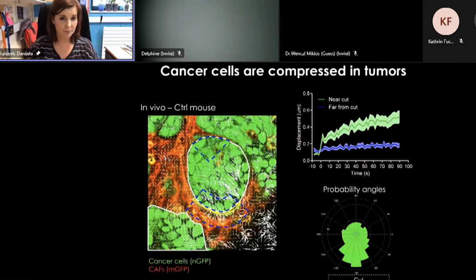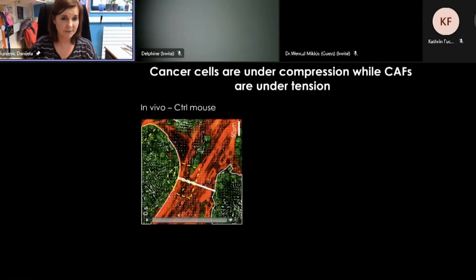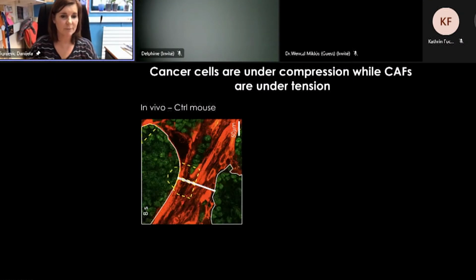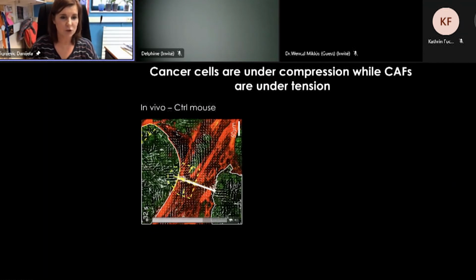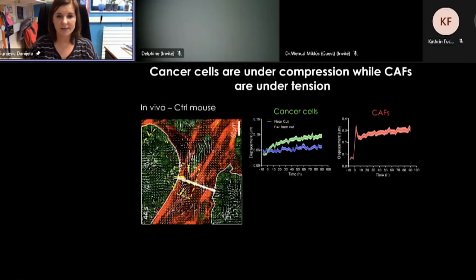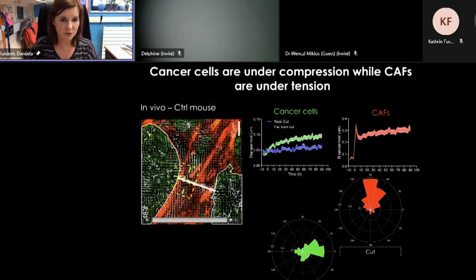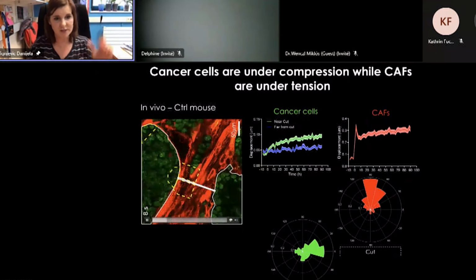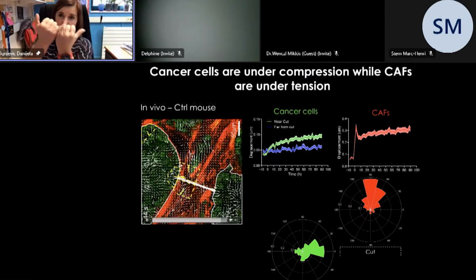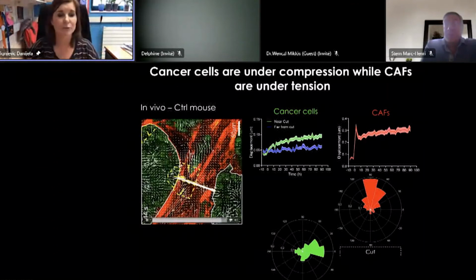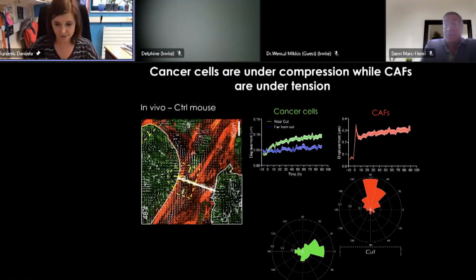What happens with fibroblasts? We can do the same experiment, but now cutting perpendicularly to the fibroblasts, and again looking at the displacements in the areas closer to the cut or further away. In simpler words, what we find is that, again, cancer cells are displacing toward the cut, meaning they are under compression, and the fibroblasts are recoiling in the opposite direction, and that would suggest that they are under tension.